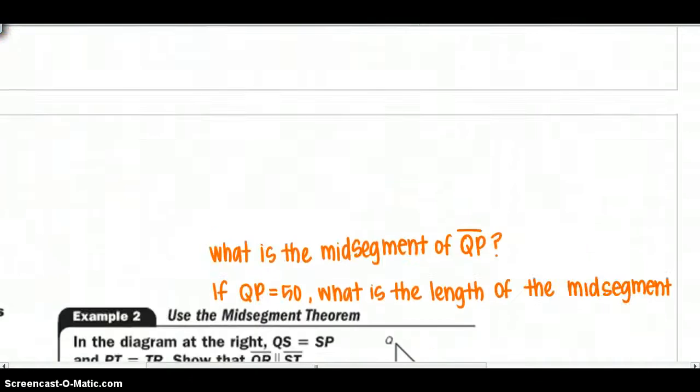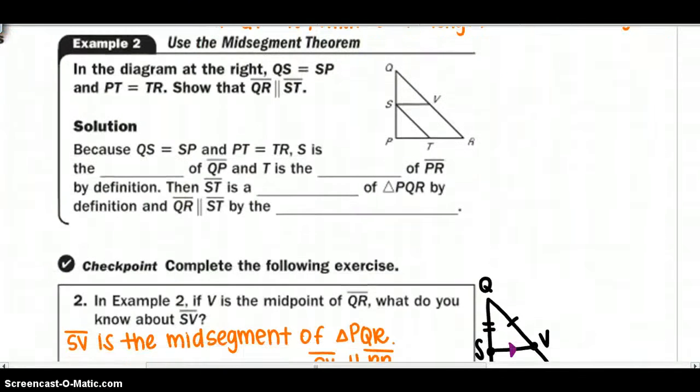All right, moving on to example number 2. Again, using that mid-segment theorem. In the diagram at the right, we know that QS is equal to SP. And with that information, we know that S is the midpoint. By the definition, we know that the midpoint is halfway between on that segment.